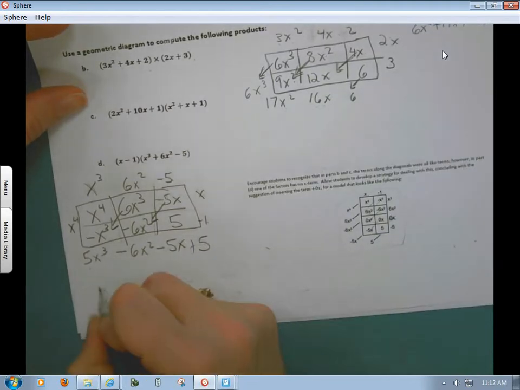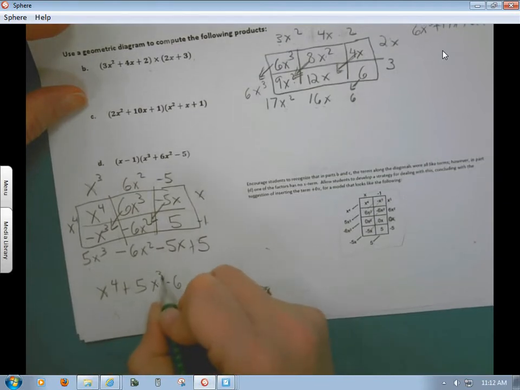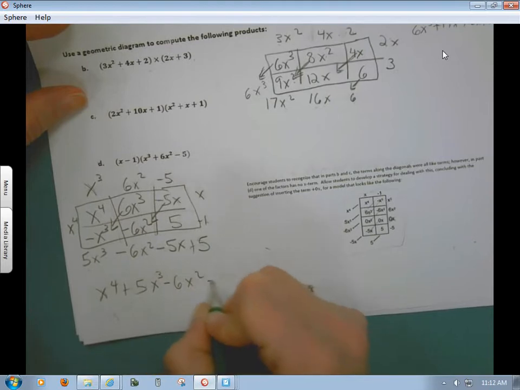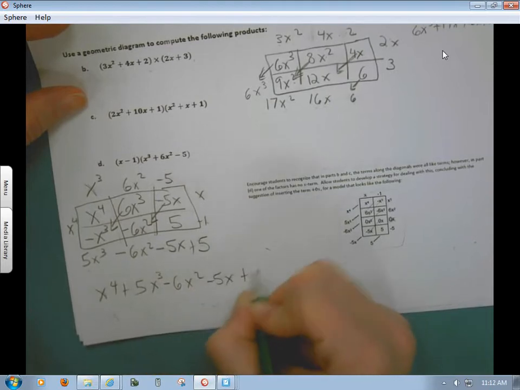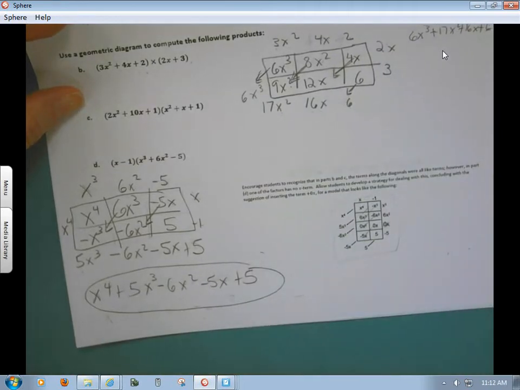Okay, and I'm going to write out the whole thing. I'm going to write it in decreasing exponential order. Oops, 5x to the third minus 6x squared minus 5x plus 5. This is my answer. They're kind of long, but that's it.